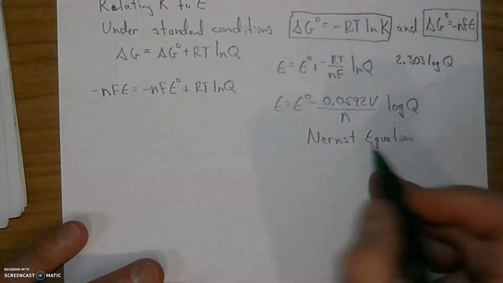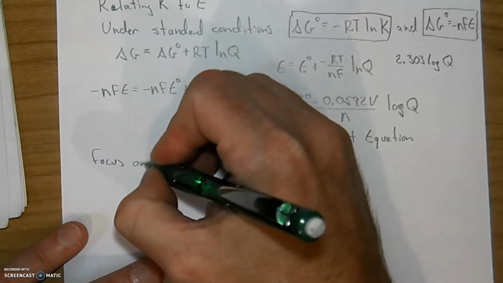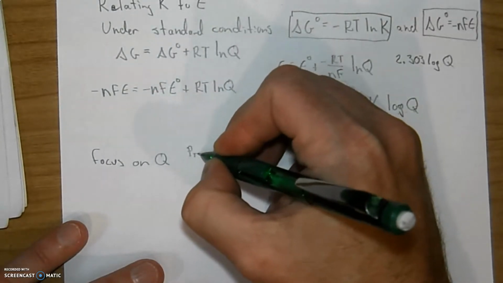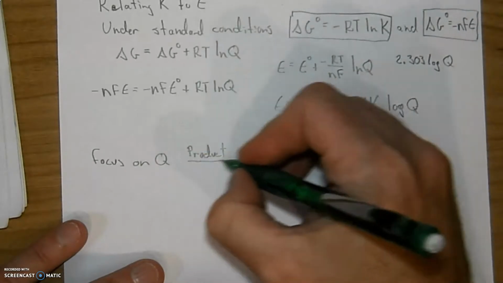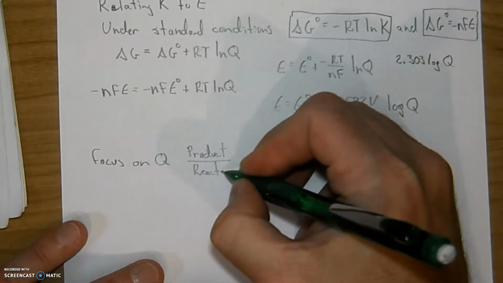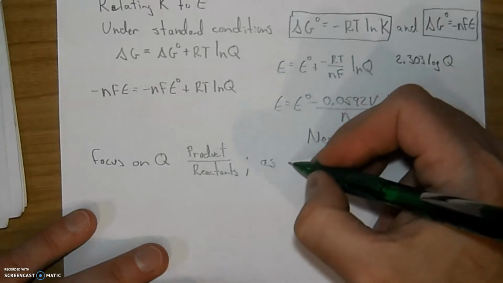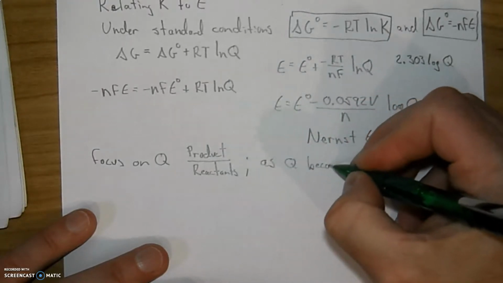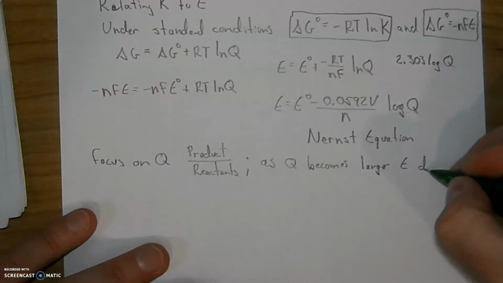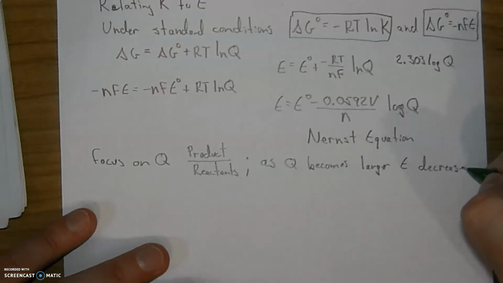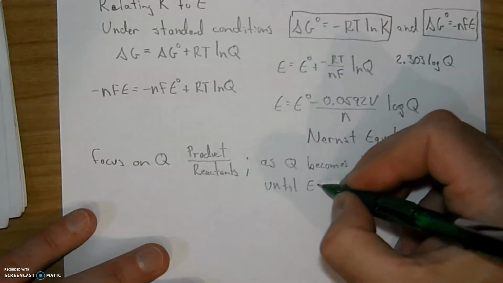Okay, so what am I supposed to do with this? Let's focus on Q, which again, based on three previous chapters, 15, 16, and 17, is products over reactants. Don't forget the whole exponential thing with that, raised to whatever powers. So comparatively, as Q becomes larger, E decreases until E is equal to 0.